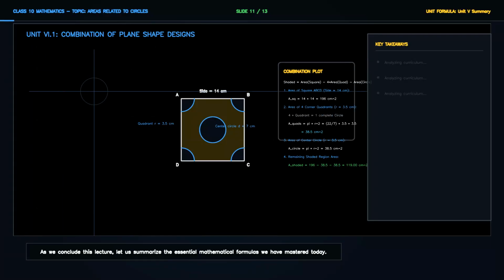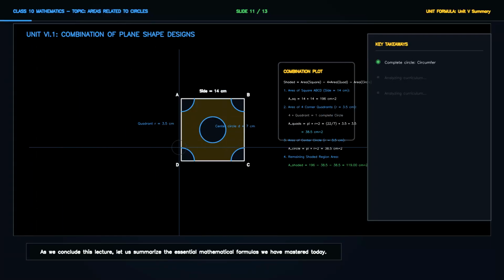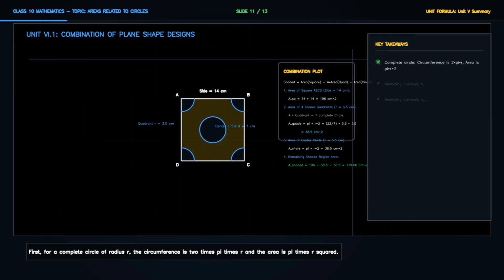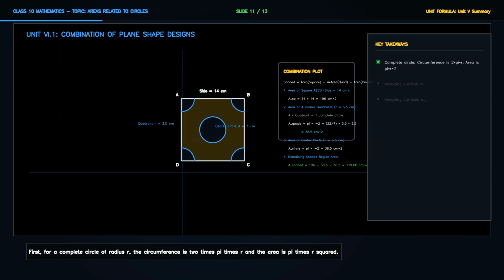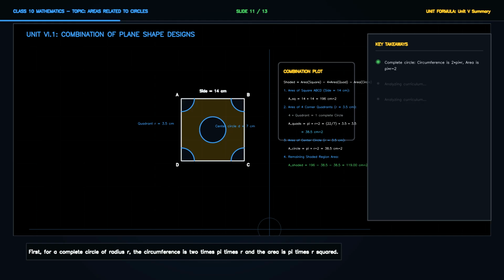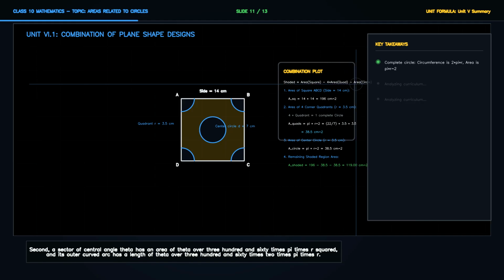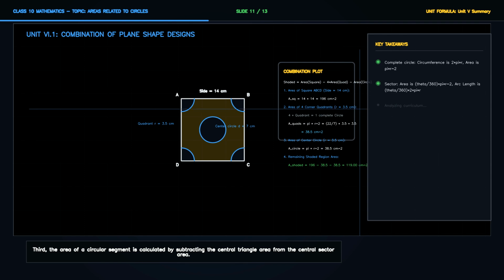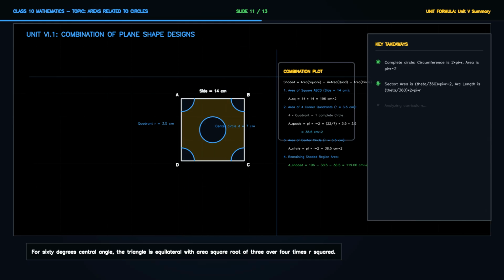As we conclude this lecture, let us summarize the essential mathematical formulas we have mastered today. First, for a complete circle of radius r, the circumference is 2 times pi times r, and the area is pi times r squared. Second, a sector of central angle theta has an area of theta over 360 times pi times r squared, and its outer curved arc has a length of theta over 360 times 2 times pi times r.